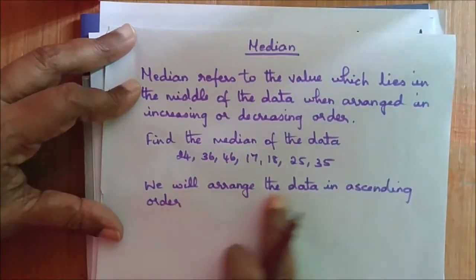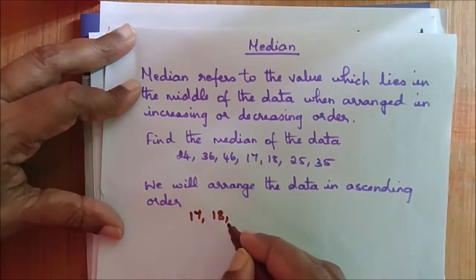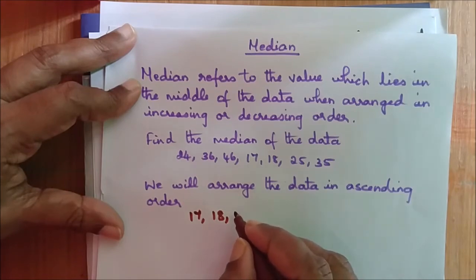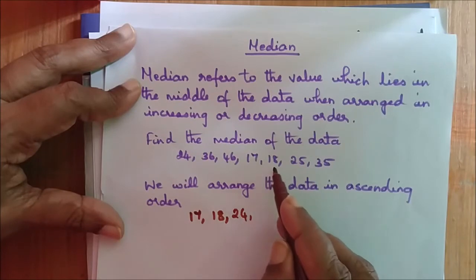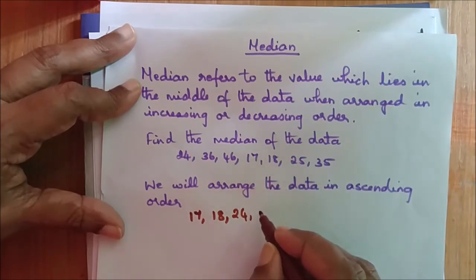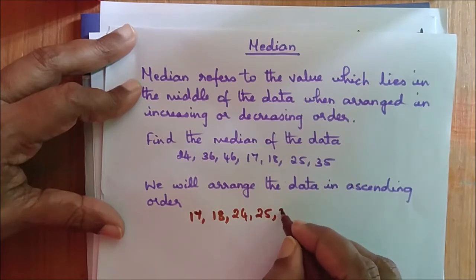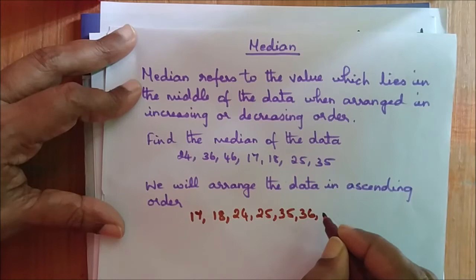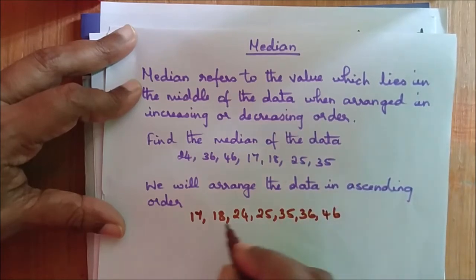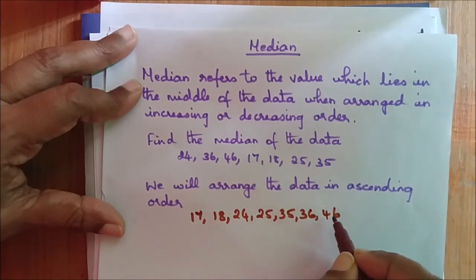So first let us arrange it in ascending order. Which is the first number? 17, 18. Then I have 24. Then what do I have? 17, 18, 24, 25, and then I have 35, 36 and 46. So how many values are there? 1, 2, 3, 4, 5, 6, 7.